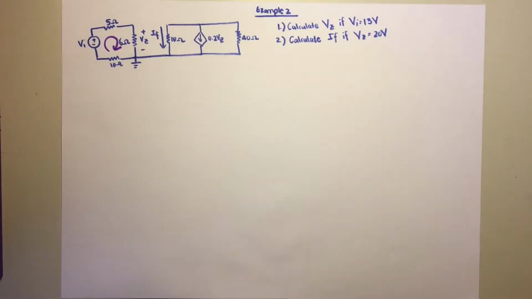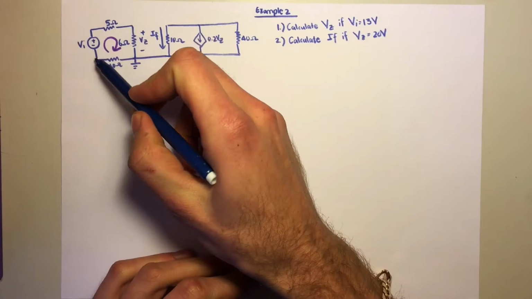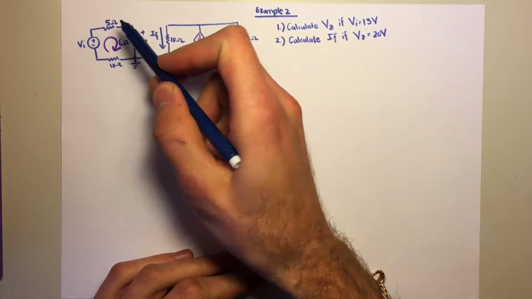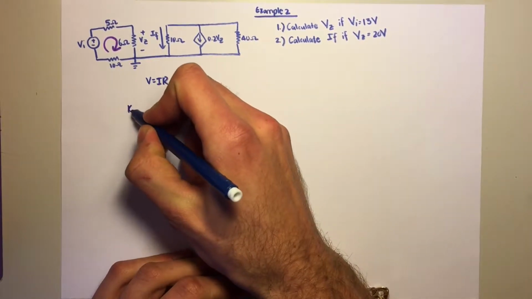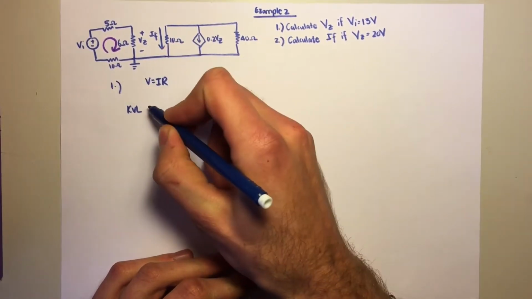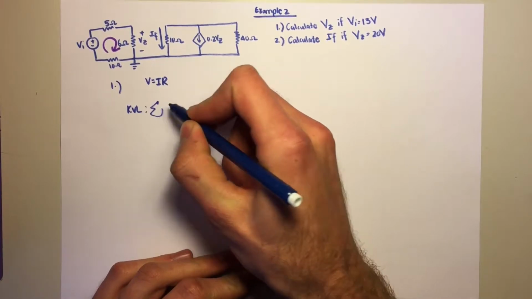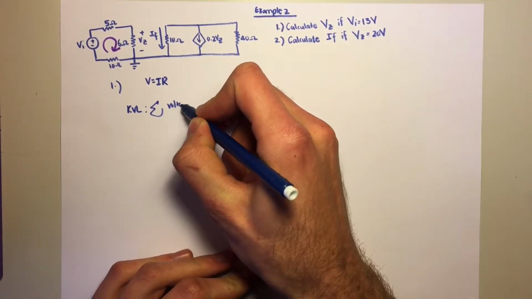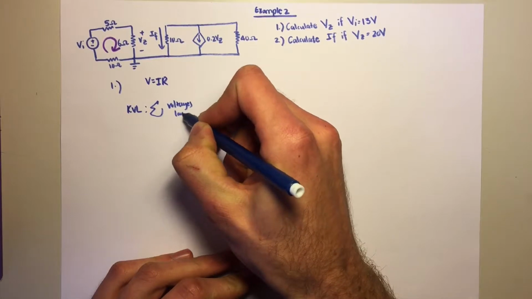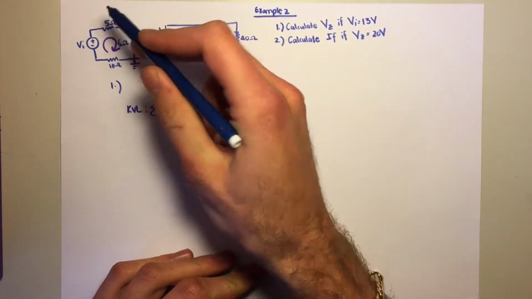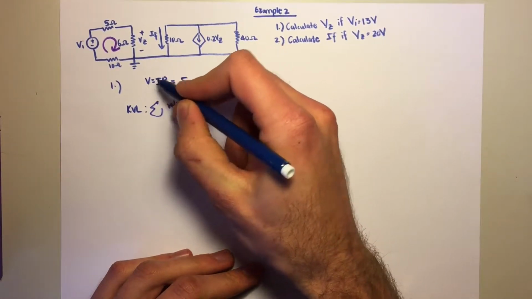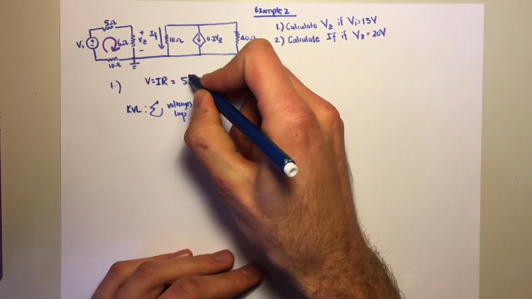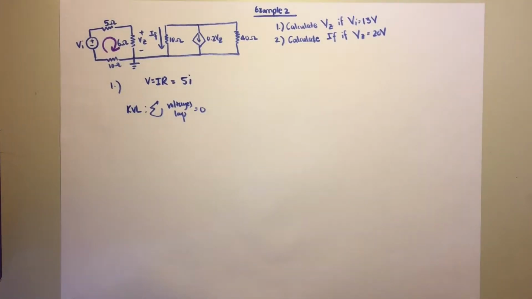So if I draw my loop like that and apply KVL here, we only have resistances, so we're going to say V equals IR, because KVL is the sum of all the voltages in the loop equals 0. So we have to write each resistor as some sort of voltage. The voltage over there would be 5 times whatever the current is, but we don't have the current, so I'm going to define it as I.